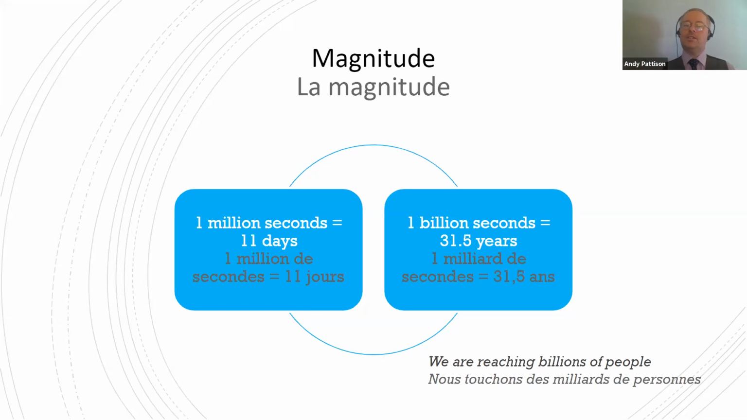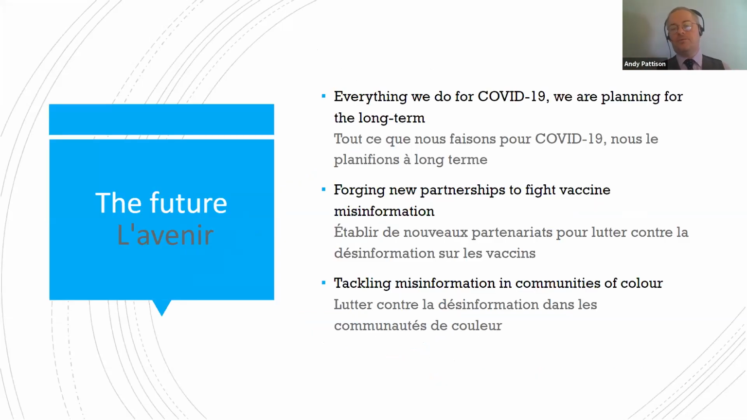So next slide. What is the future? Everything we're doing for COVID, we're planning for the long term. What does that mean? It means that we are trying to find ways that we can talk about other health emergencies and also health issues such as obesity, access to medicine, diabetes, heart disease, physical fitness, diet.